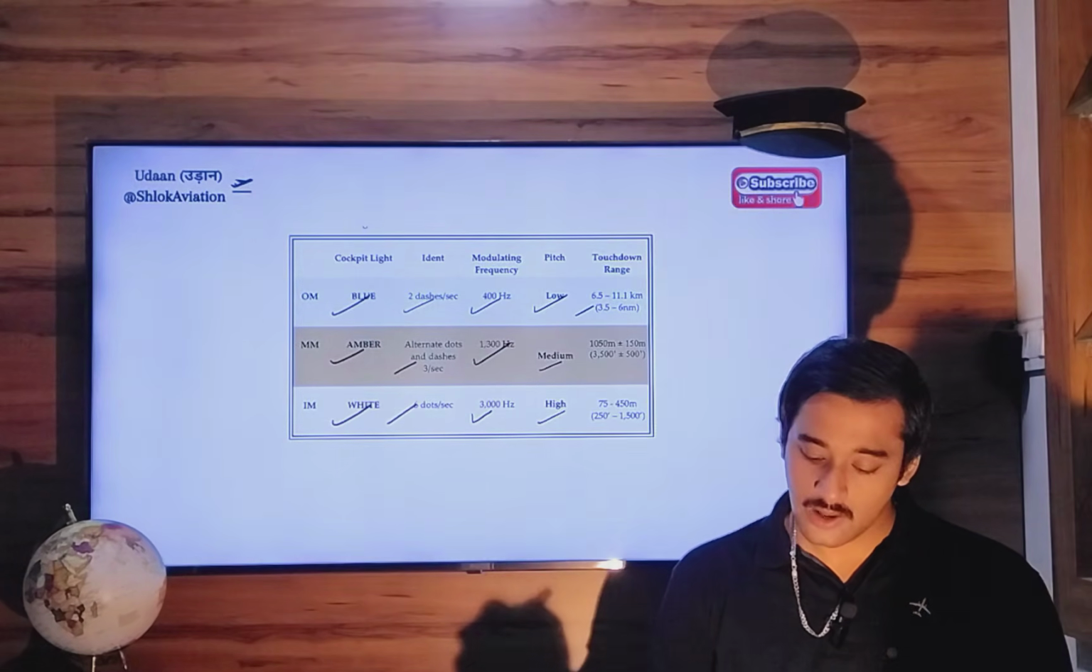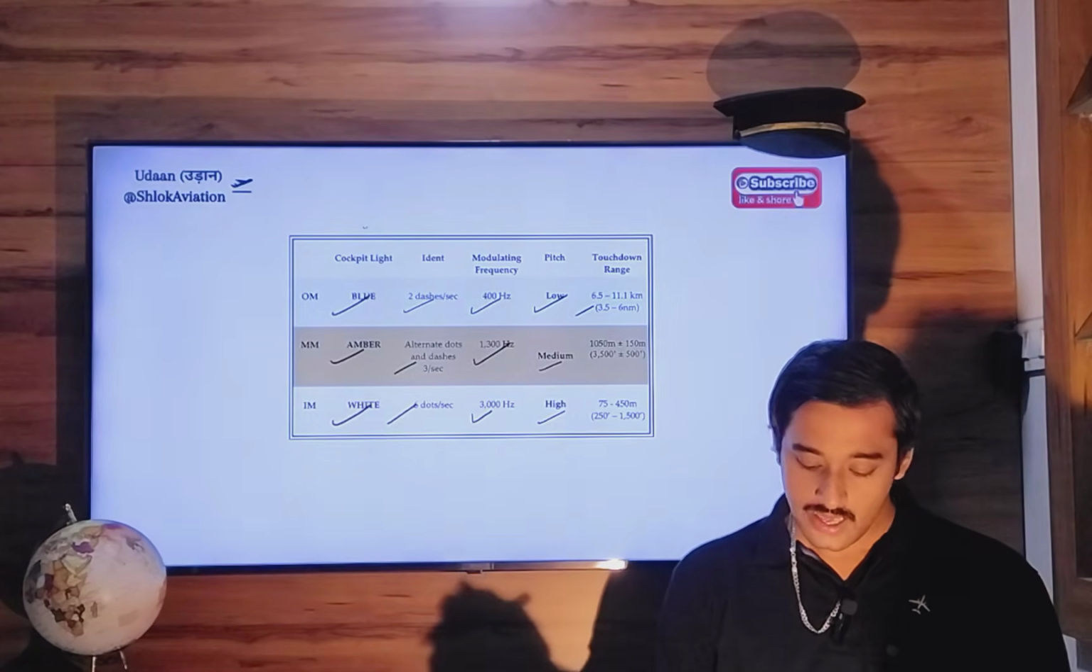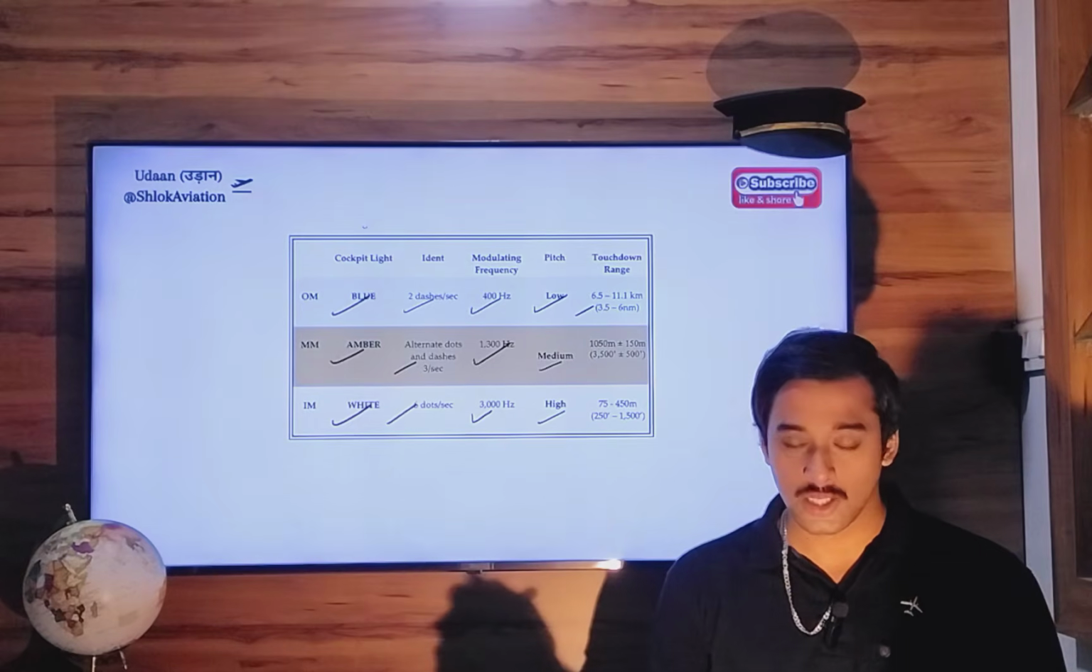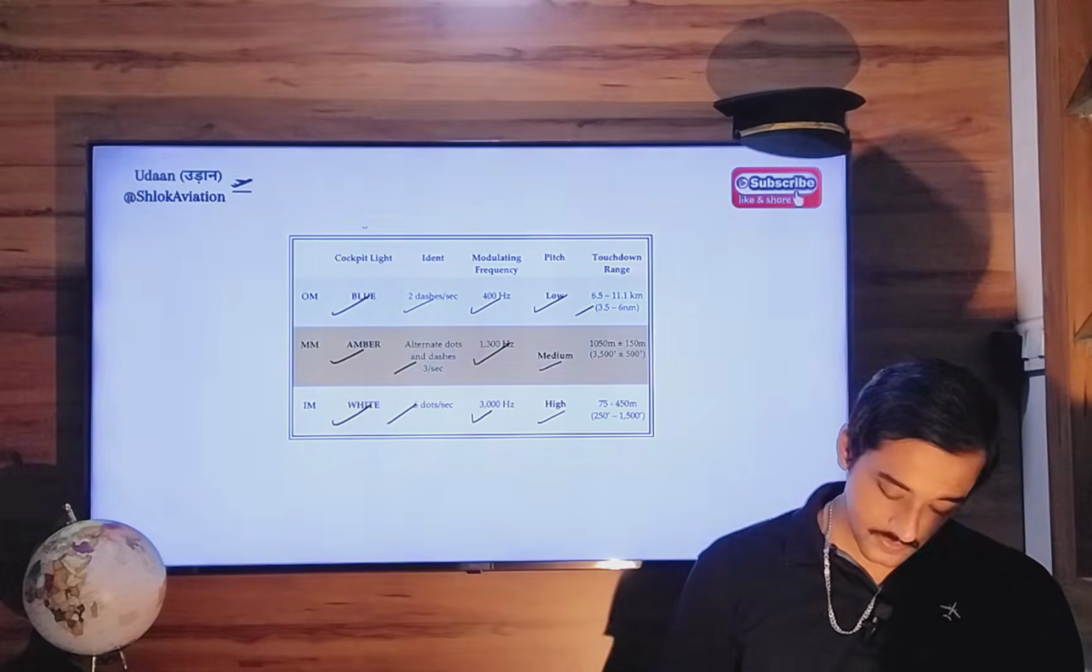Middle marker is 3,500 feet plus minus 500 from the touchdown. And inner marker is quite close to the touchdown. That is 250 feet, say like 1,500 feet.